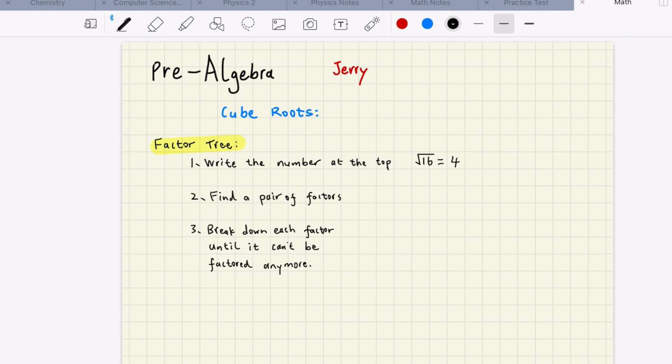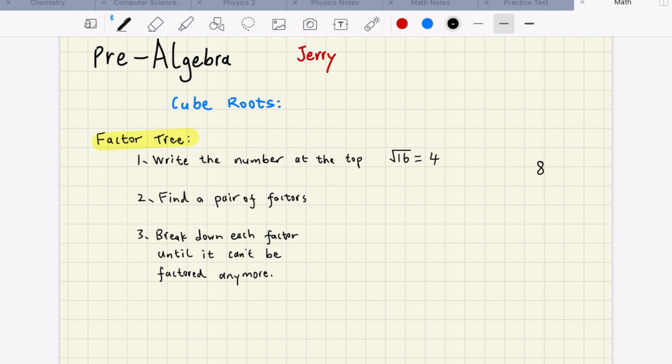But so the first step, again, write the number at the top. So let's say it's 8. So write 8 at the top. Find a pair of factors, right? Let's say 2 and 4. So those are the branches, 2 and 4.